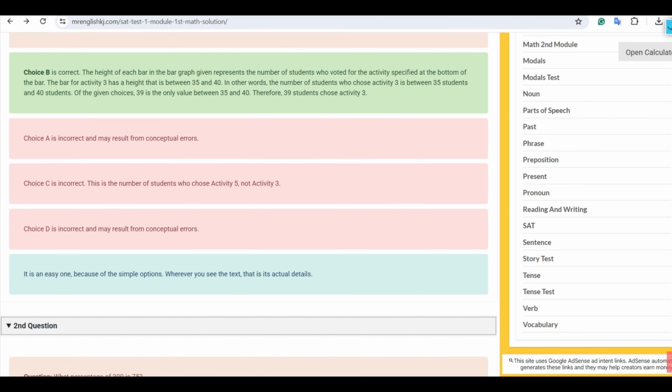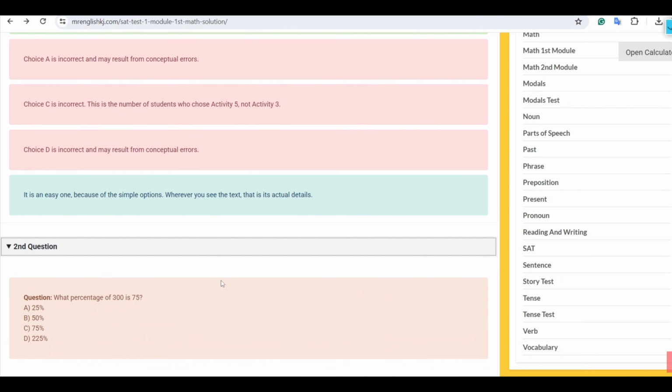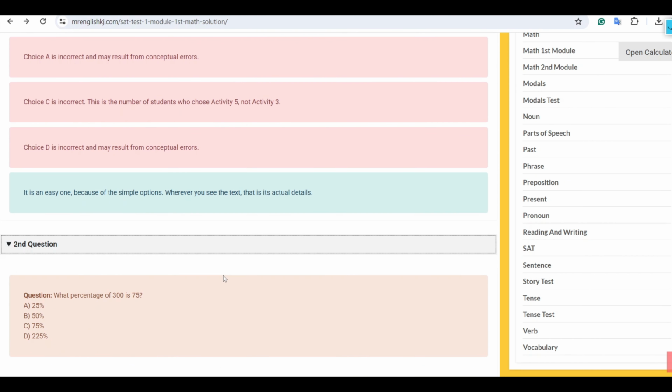Let's do the second question. Now it is a percentage question. What percentage of 300 is 75? It is very easy for us to calculate a percentage. Always remember, with marks, we are calculating the number of marks. Suppose that here it is 75. We are calculating 75, and then there is a total. Whatever the total marks are, that is the total.